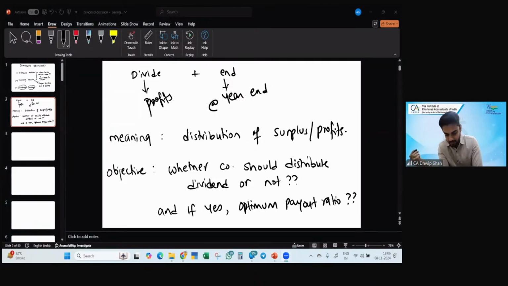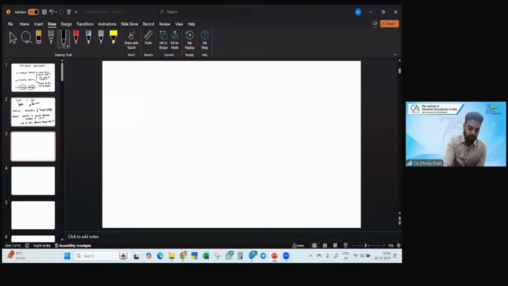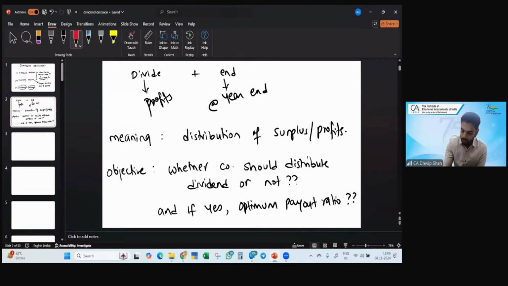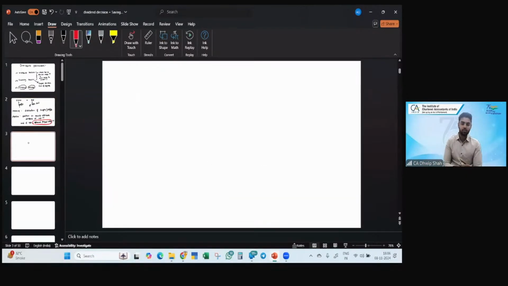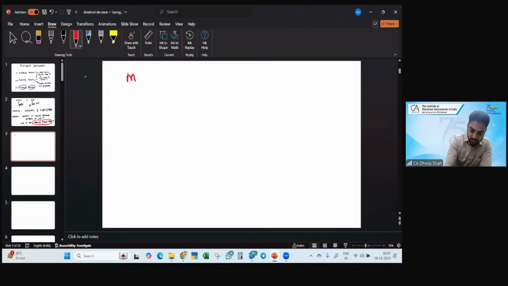Yes, correct. And Nisriwani, yes, correct. The ultimate objective is whether the company should distribute the dividends or not. And if yes, focus on this word: what should be the optimum payout ratio? In other words, please hear carefully, the optimum payout ratio should be that payout ratio that maximizes the wealth of the shareholder.